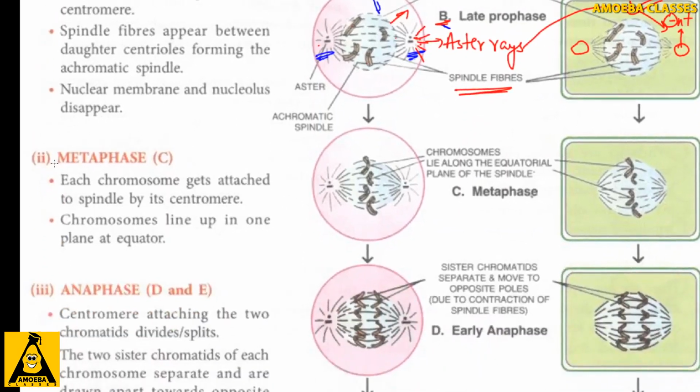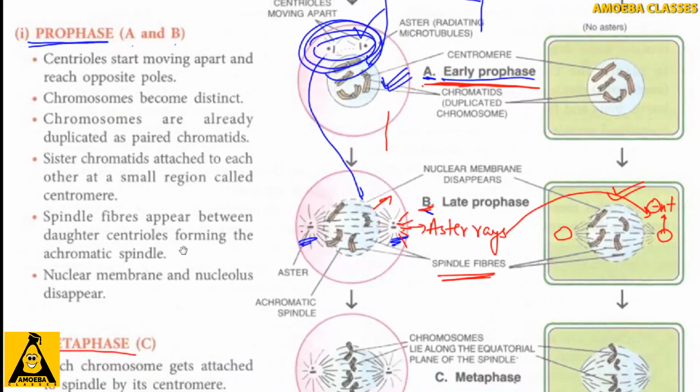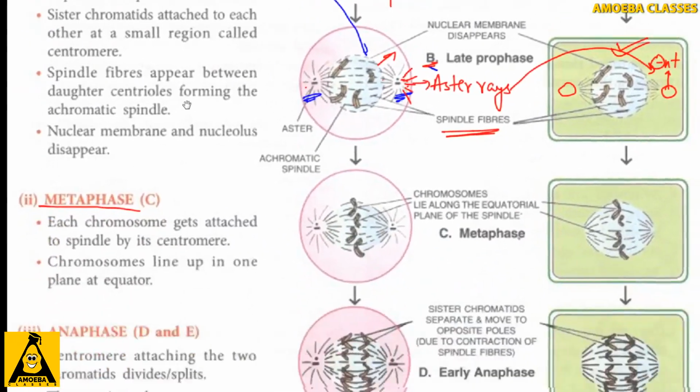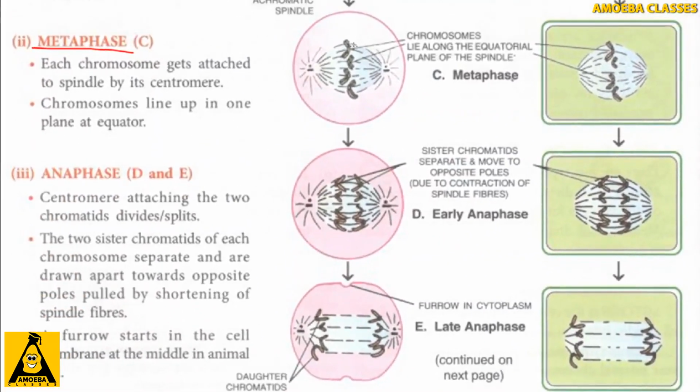Now in the metaphase, you can always read this content. You can pause the video and read what is written over here. So let's begin with the metaphase. Now in the metaphase, what's happening? These 4 chromosomes are aligning. See, the centrioles are in opposite directions and these chromosomes are aligning in a straight line. Chromosomes lie along the equatorial plane of the spindle, in the same way in the plants, in the same way in the animal cell also.